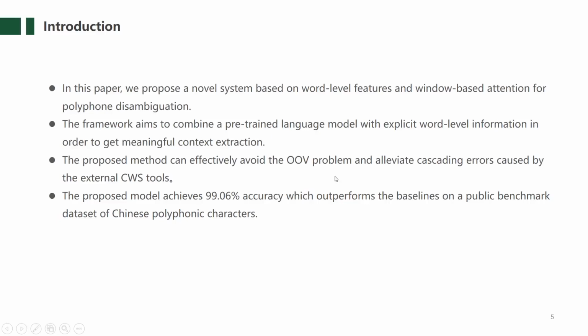In this paper, we propose a novel system based on word-level features and window-based attention for polyphone disambiguation. The framework aims to combine a pre-trained language model with explicit word-level information in order to get meaningful context extraction. The proposed method can effectively avoid the OOV problem and eliminate cascading errors caused by external Chinese word segmenters. The proposed model achieves 99.06% accuracy, which outperforms the baselines on the public benchmark dataset of Chinese polyphonic characters.